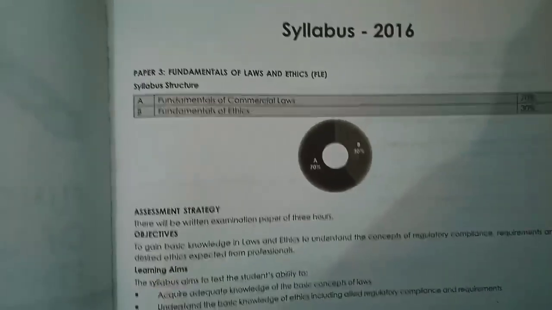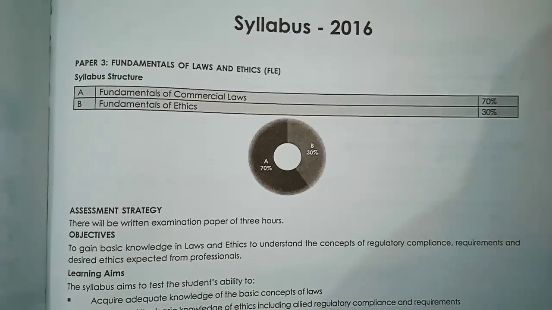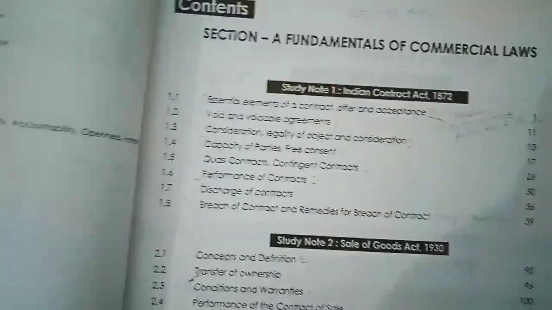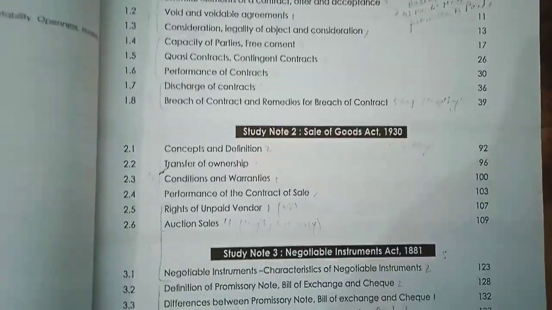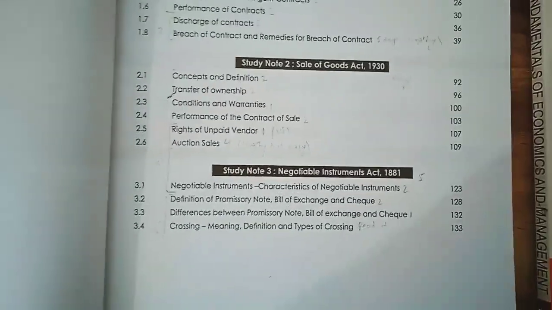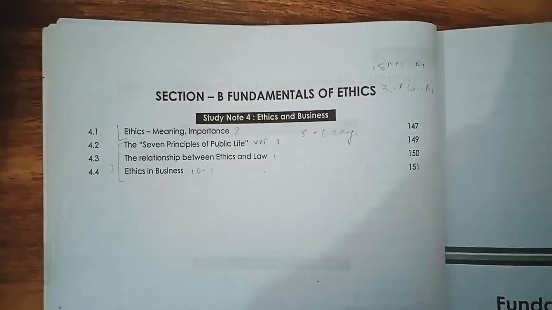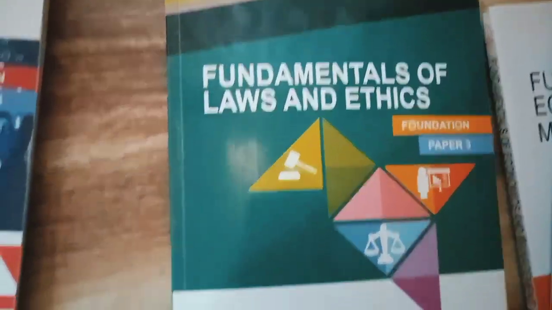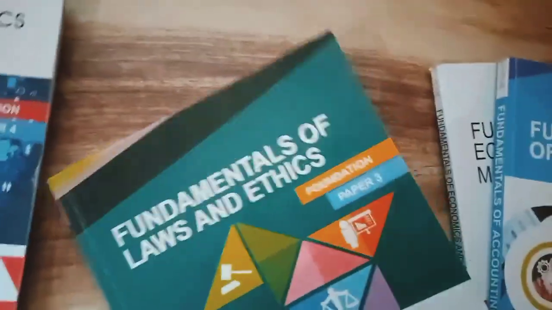We have 2 parts, Fundamentals of Commercial Laws, which holds 70% of the weightage, and Fundamentals of Ethics, which holds 30% of the weightage respectively. Now the chapters are as follows. In section A, that is Commercial Law, you have Indian Contract Act 1872, then Sale of Goods Act 1930, then Negotiable Instruments Act 1881. And then you have the small chapter of ethics and business, which is very easy. Though this subject is very new, it is also very interesting, and the syllabus is also very precise. So you can easily do this also.